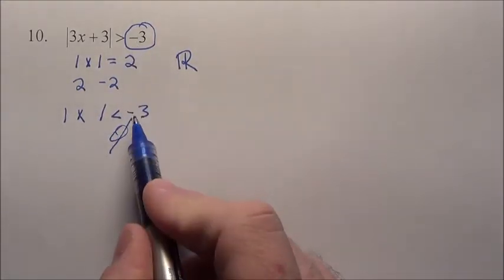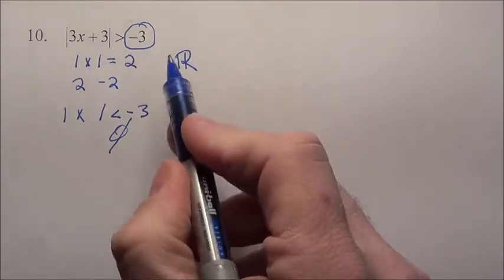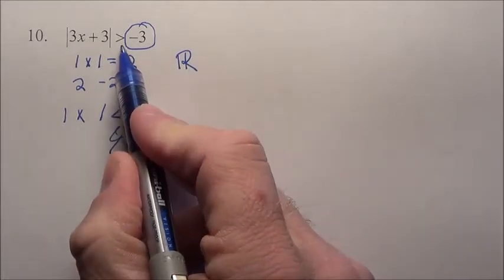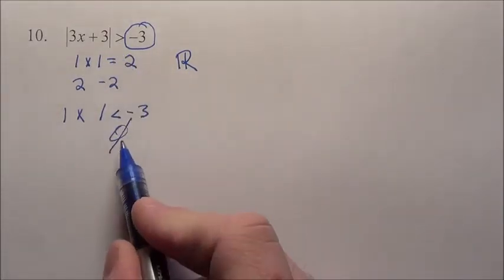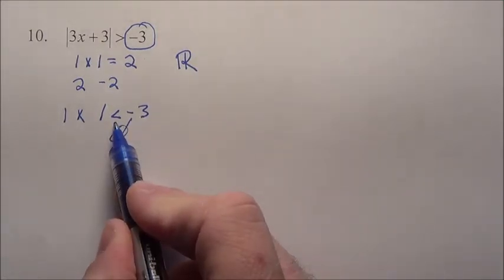Once you see a negative right here, you have to think it through. You either have two solutions. Either everybody's working, which is what happens when we have a greater than here, or nobody's going to work. It's not going to be possible for any x value to work. And that's what will happen when you have a less than.